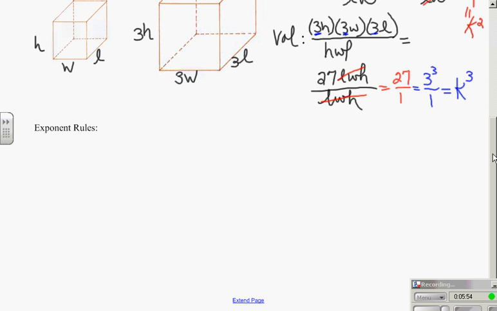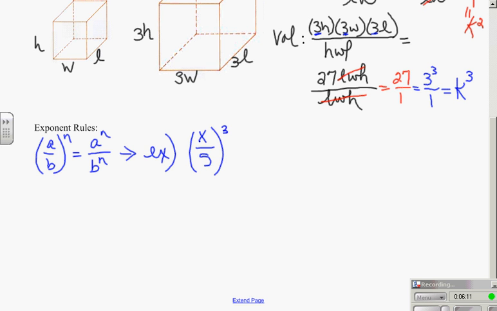The other thing we need to review are some exponent rules because they come into play. If you have a fraction raised to a power, the power gets distributed. So I have a to the n over b to the n. So if I look at an example and I have something like x over 5 cubed, that becomes x cubed over 5 cubed, which is x cubed over 125.